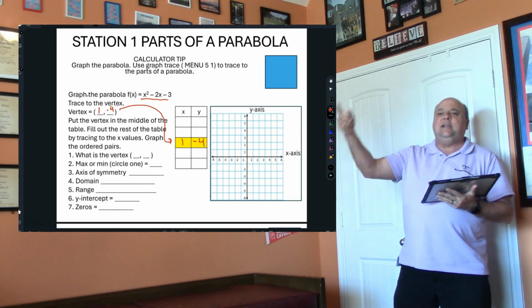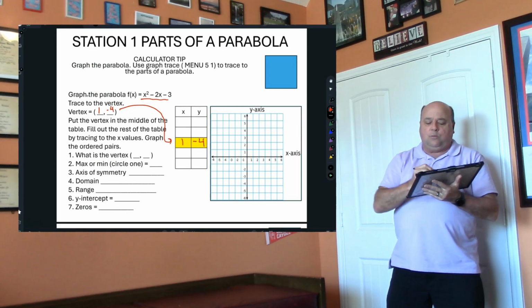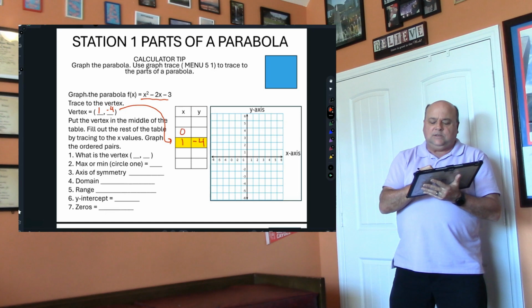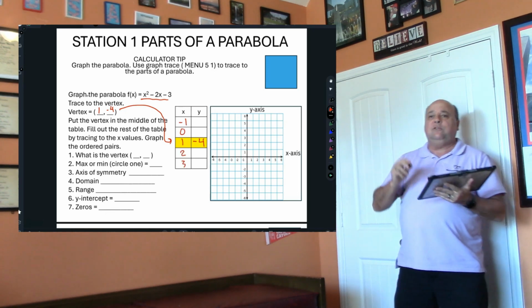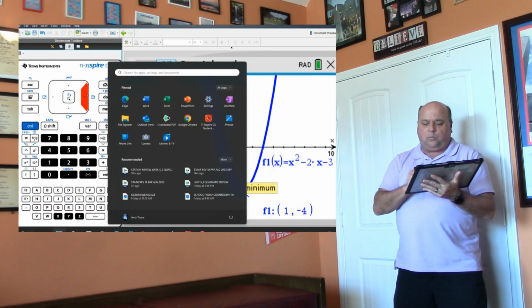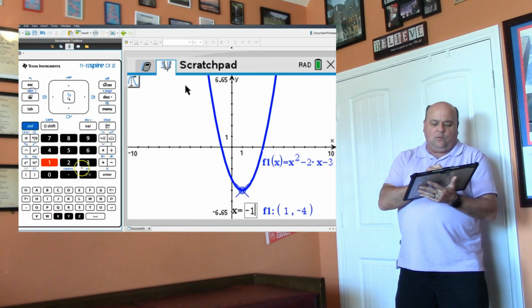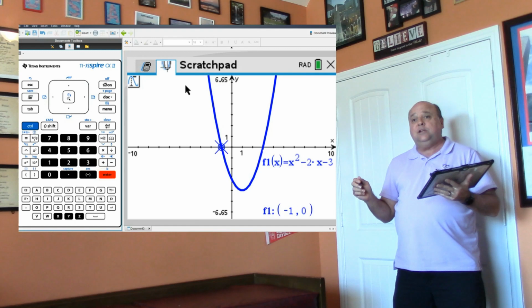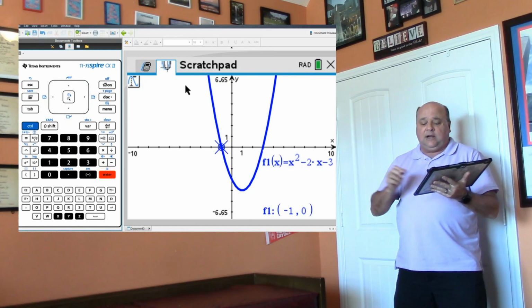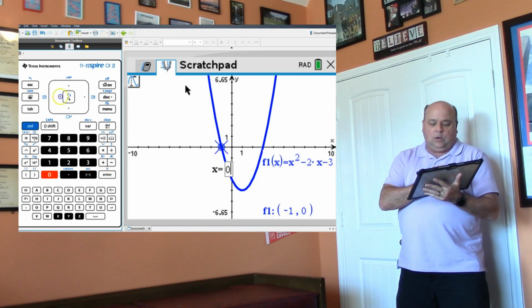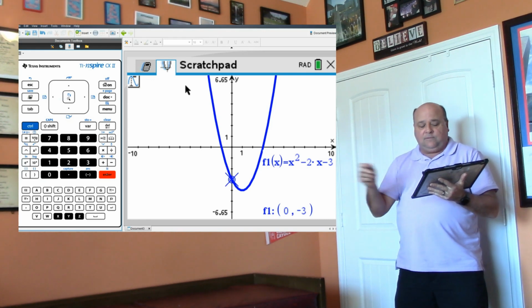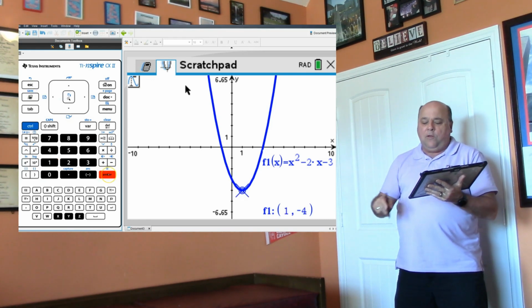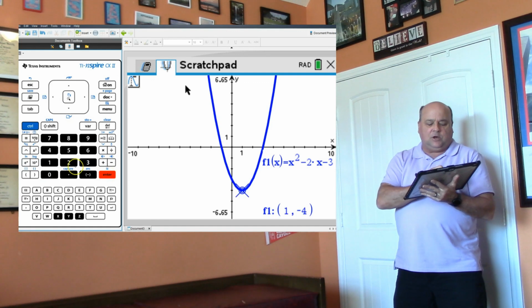Okay, now then I need two numbers smaller and larger than 1, so I'm going to use 0 and then negative 1 and 2 and 3. So I need those numbers. So I'm going to go to my graph, I'm going to hit negative 1, enter, and the negative 1 is one of my zeros. It's negative 1, 0, and hit 0, enter. The 0 is negative 3, hit 1, enter. The 1 is negative 4, that's my vertex.